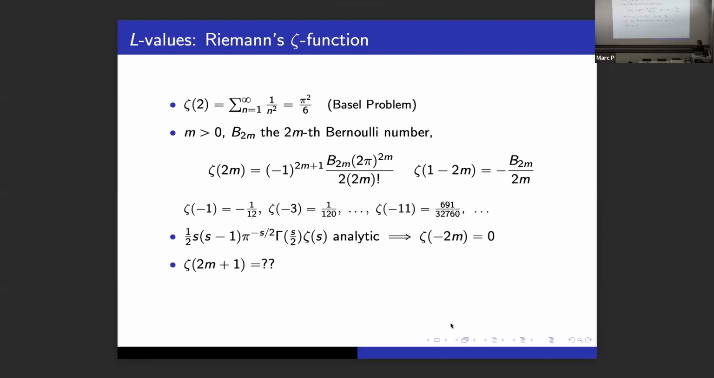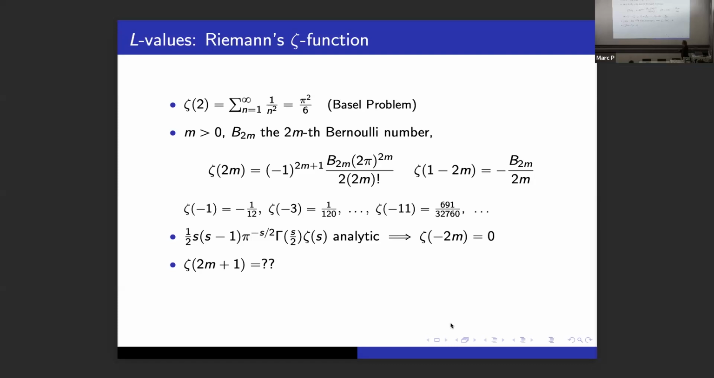Using the functional equation, though, I want to go back to this. The gamma function has poles at the non-positive integers, and so when s is even, then gamma of s over 2 will have a pole. But if this product is analytic, that means there must be a zero somewhere compensating for that pole. And so the zeta function actually vanishes at the negative even integers. So it's a nice rational number at the negative odd integers, but it vanishes at all the negative even integers.